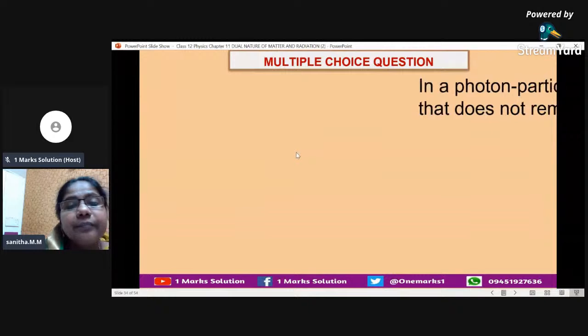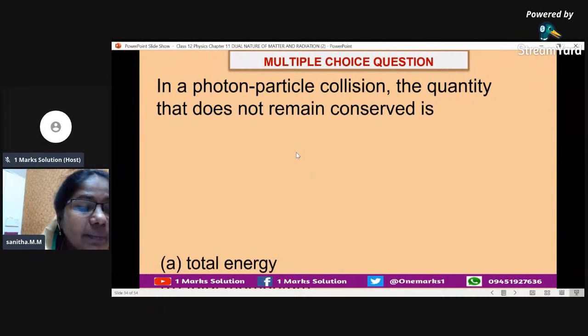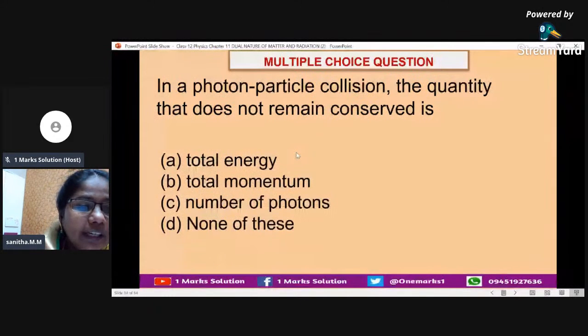You can see that, in a photon particle collision, the quantity that does not remain conserved. And this is also very important. In this chapter, actually the photon picture of light is given. Photon picture of light means photon is having energy and momentum. Mass is also there. And sure, when photon is incident on a surface, electrons will be emitted. But we don't know where it goes. We don't know whether it is conserved, may or may not be conserved. So that is why some of the quantities are given: total energy, total momentum, number of photons, and none of these.